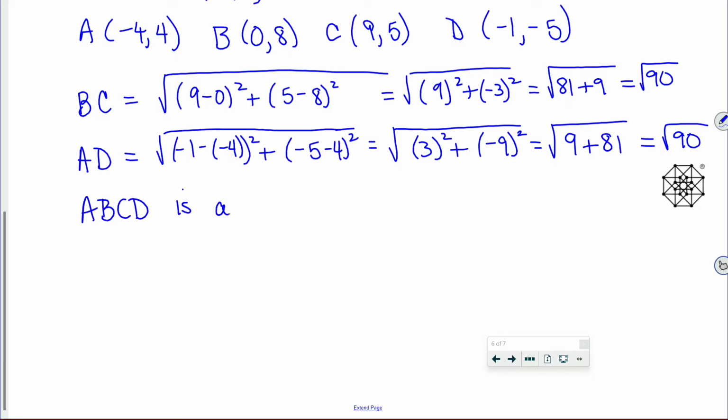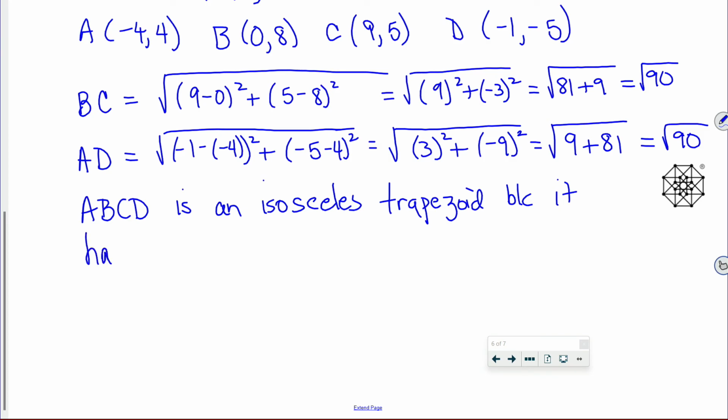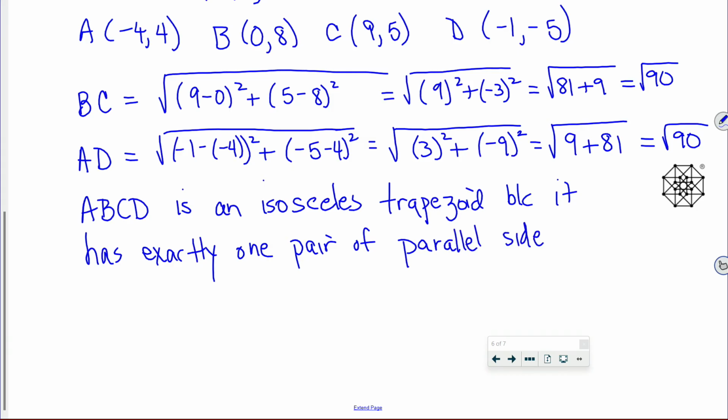ABCD is an isosceles trapezoid because it has exactly one pair of parallel sides and the other pair is congruent.